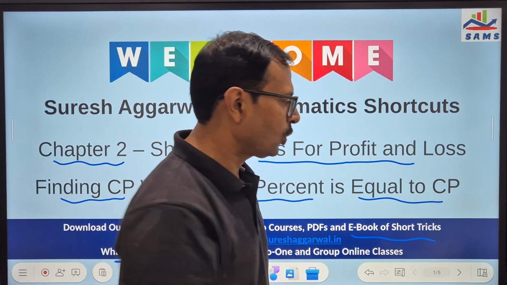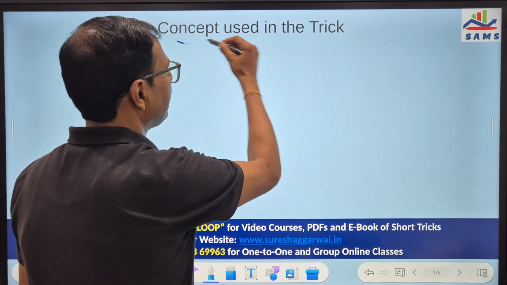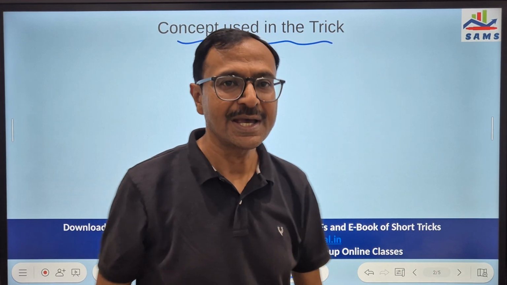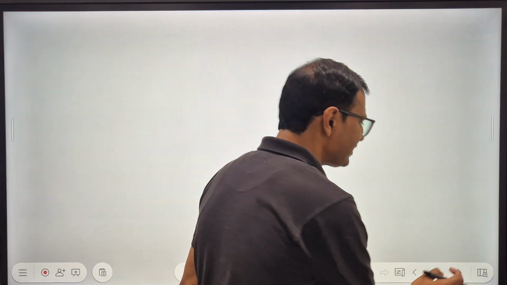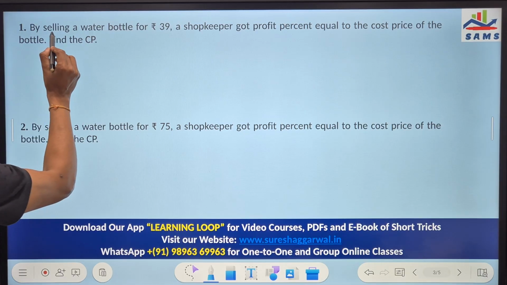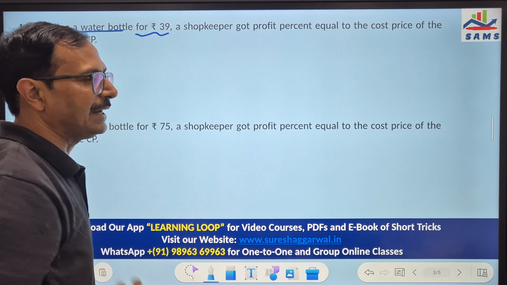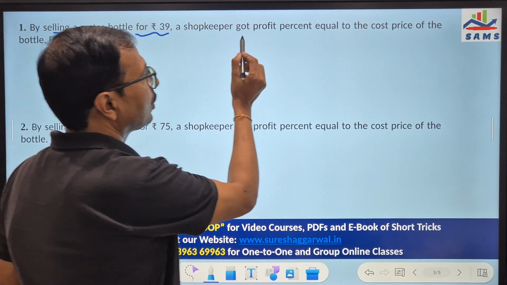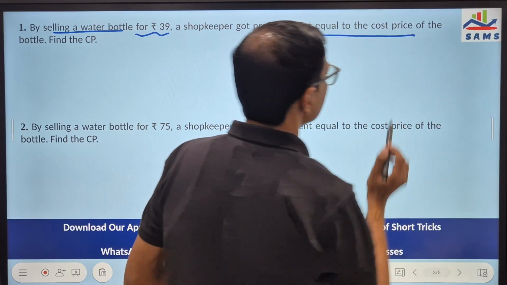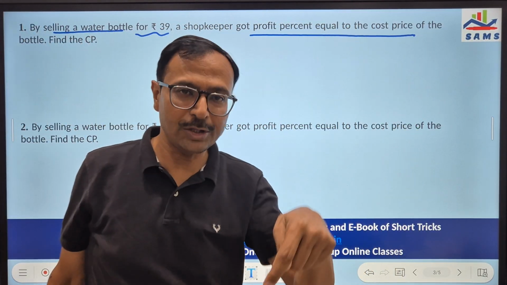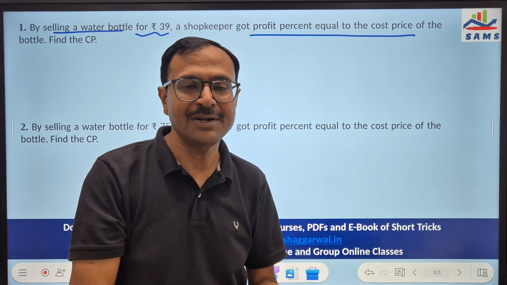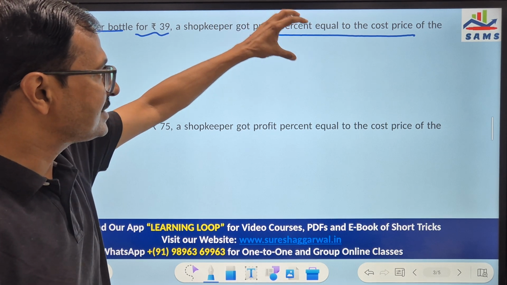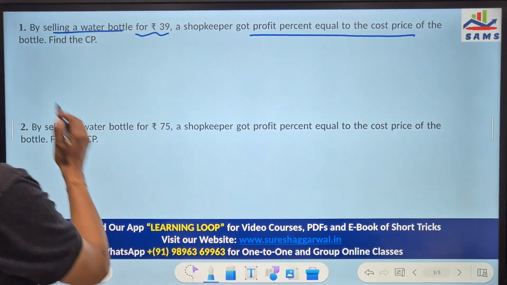So let's start with the concept of the trick. Now before I discuss the concept of the trick and tell you what is the direct method you can apply to solve the questions, let me show you a question. Here is a previous year question which says, by selling a water bottle for rupees 39, so the selling price is rupees 39, a shopkeeper got profit percent equal to the cost price. Now this statement will be there in all the questions, and this is the condition we are going to exploit. So profit percent is equal to the cost price of the bottle.